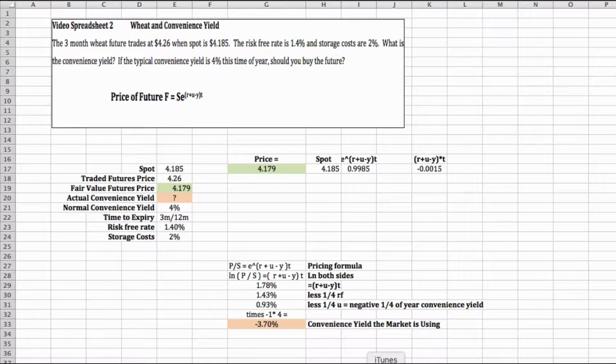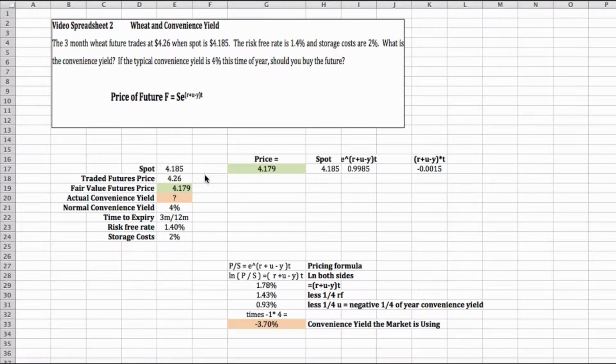So looking at the wheat future, here we have 426 is where the future trades. 418.5 is where the spot is. Risk-free rate 1.4%, storage cost 2%, and the typical convenience yield is 4%. Problem asked, can you calculate the one that they're using? So the first thing to do is kind of organize your information.